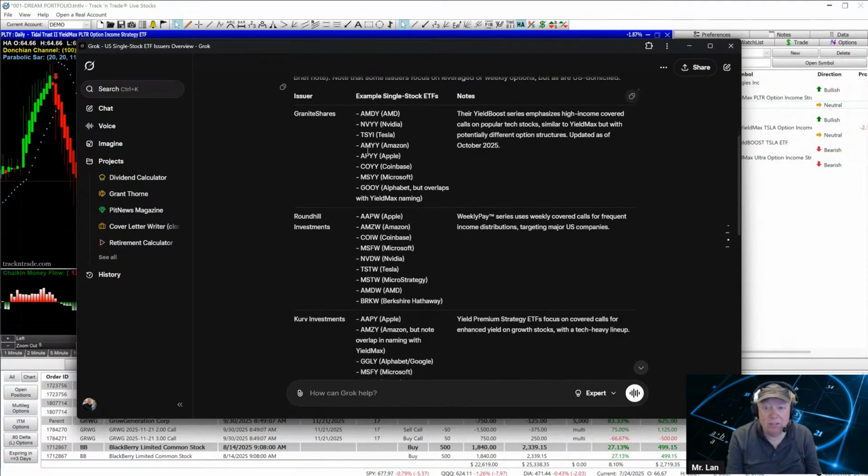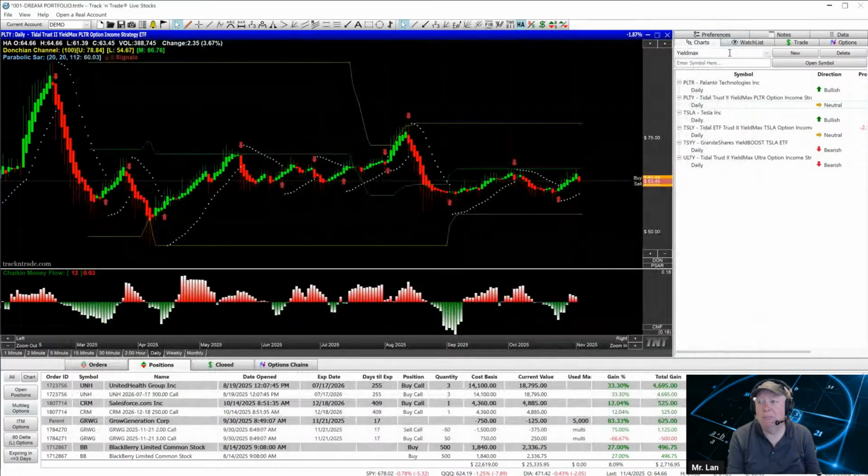But most of these have Tesla. So they have Tesla, they're Granite, and that's a Y. TSYY. This has got it wrong right there. All right. Most of the rest of them are right, but Granite Shares always uses YY at the end. Round Hill, they have a Tesla right there. Let's go look at that one. TSTW.